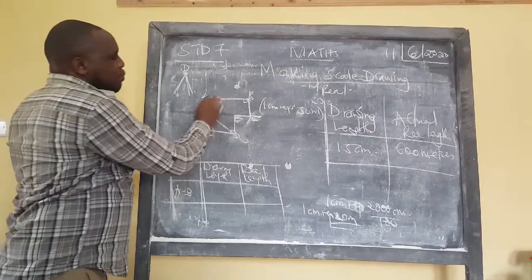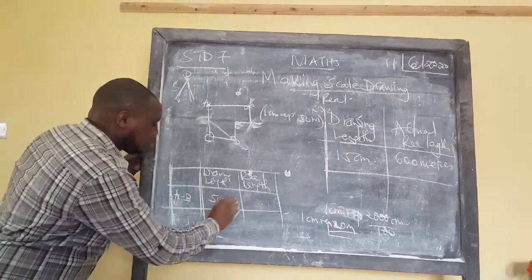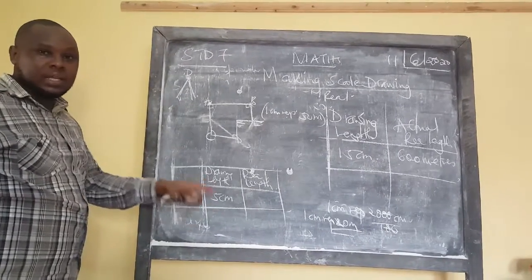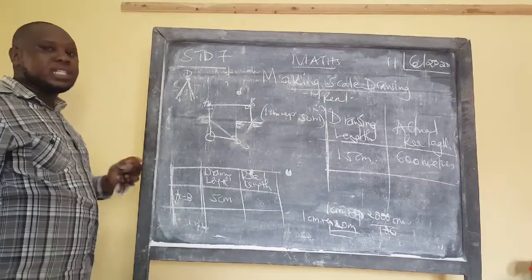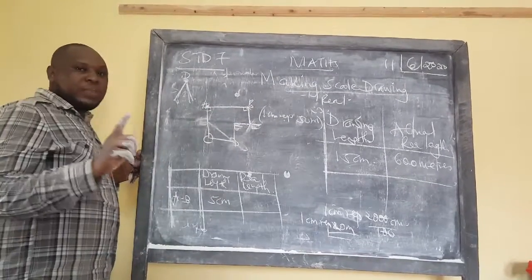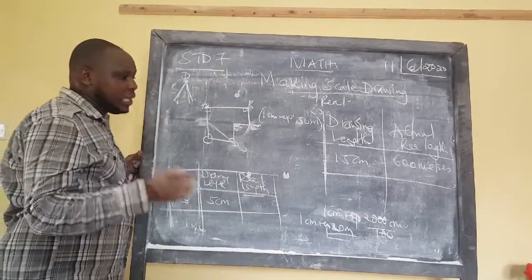So if you measure, for example, here, you get maybe 5 centimeters. So here you're going to write 5 centimeters. So that's the drawing length. We don't expect the drawing length to be in meters, it is in centimeters. What you get here is the drawing length. Then from there, learner, they want the real length. Now, the real length is where you deal with the scale.